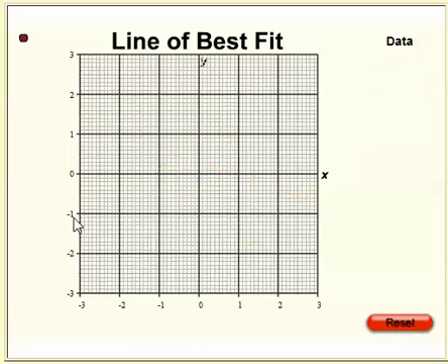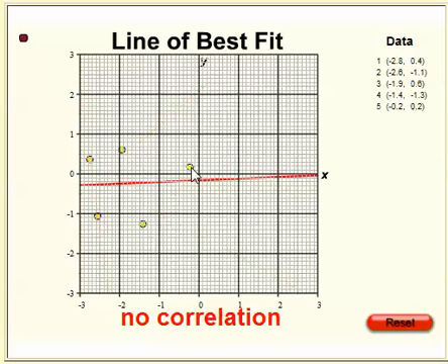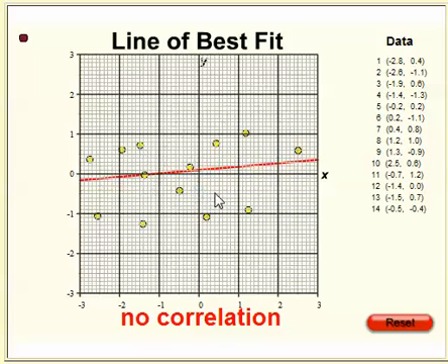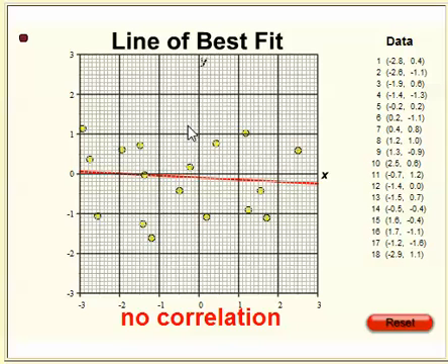If I started putting dots that seem kind of random and there's no real pattern to them, then we're talking no correlation. We're not getting any kind of pattern of anything going up or down, so we can say no correlation.